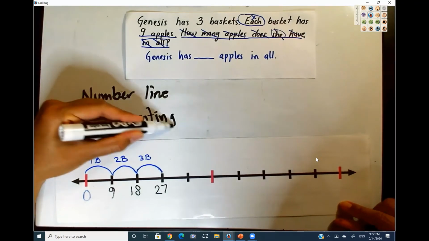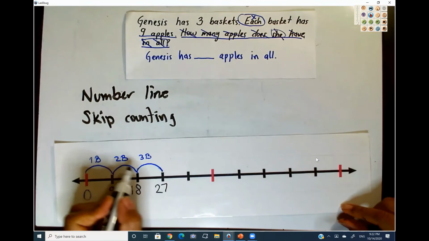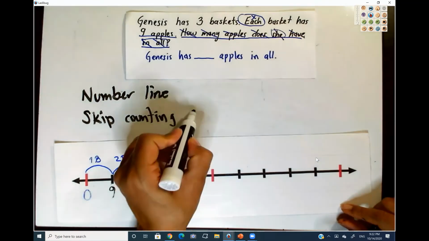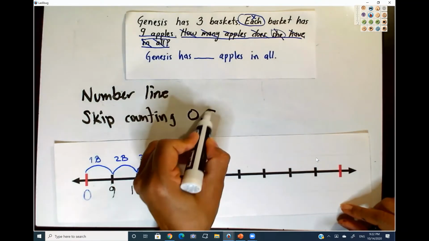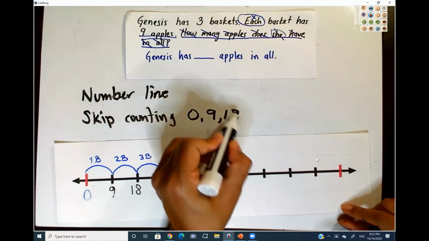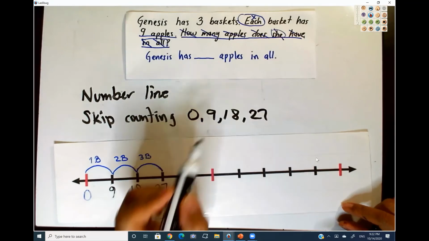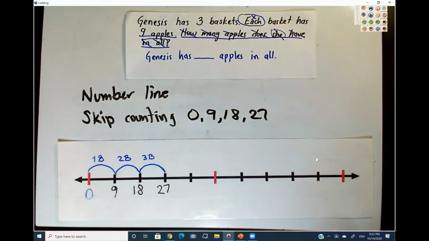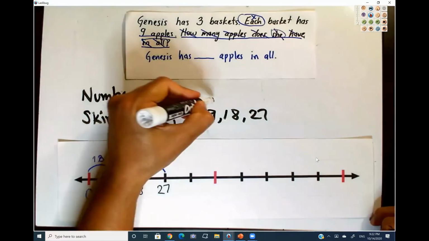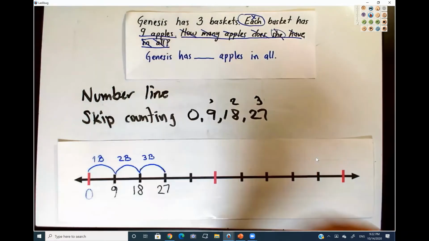So when we do skip counting, it's like counting on my number line by the same number. I start at 0, and then I go to 9, plus 9 is 18, and plus 9 is 27. So I skip count by 9s. This is 1 time, this is 2 times, and this is 3 times.